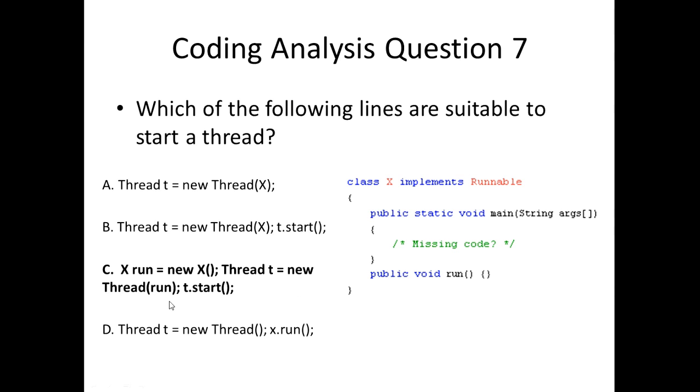And within the constructor, you want to pass in the class that implements Runnable. And then after that, you just want to start that thread, because whenever you call t.start, that's automatically going to run this method, public void run. And that's basically how you start a thread.